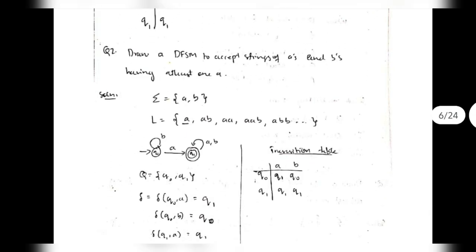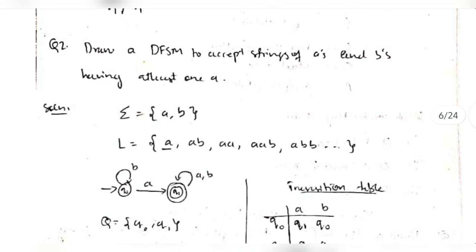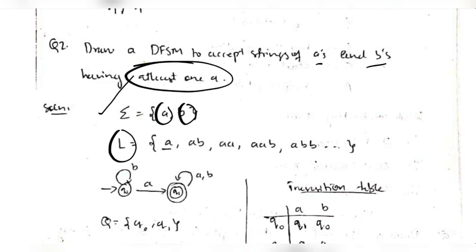Moving on to the second question, we have been asked to draw a DFSM to accept strings of A's and B's having at least one A. In the previous one we had only A, now we have A and B also. So, let us see how to do that. First, write the letters used, A and B. What is the minimum string you can form? The condition is having at least one A. For B they have not mentioned anything like compulsory or not, therefore we can avoid that. At least one A means only one A will also be acceptable.